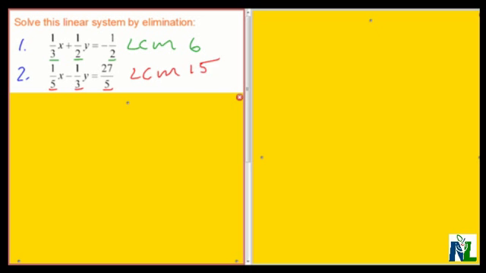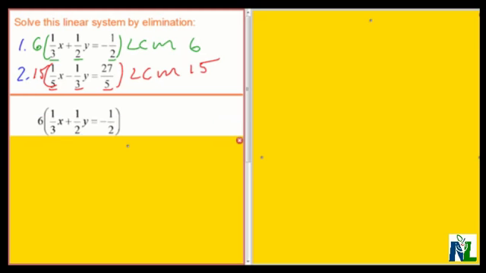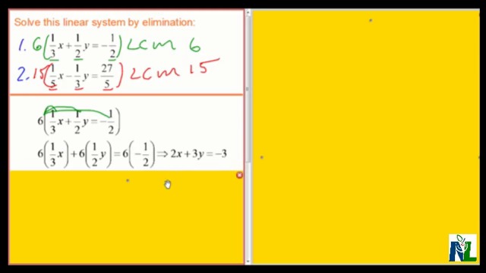Now, I'm going to multiply each equation by the corresponding LCM that I just determined. In other words, I'm going to multiply equation 1 by 6, and equation 2 by 15. So equation 1 gets multiplied by 6. All terms get multiplied by 6. So I'll get 6 times 1/3 x plus 6 times 1/2 y equals 6 times negative 1/2. 6 times 1/3 x is 2x, plus 6 times 1/2 y is 3y, equals 6 times negative 1/2 is negative 3. So I get 2x plus 3y equals negative 3. This equation will be equivalent to equation number 1.